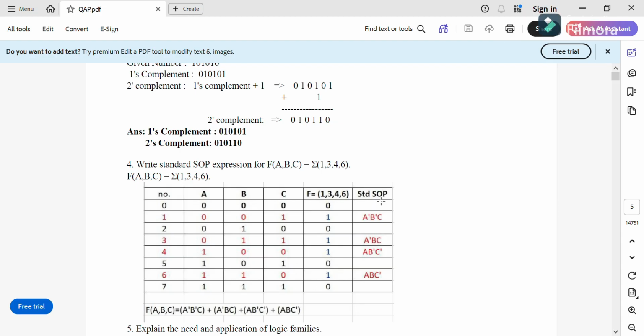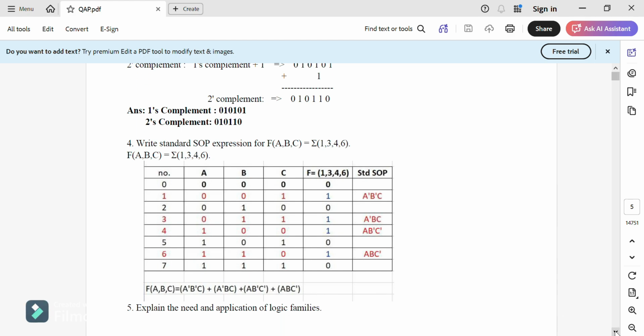And what about the standard form of this? Output is 1, that means I have to take A representing 0. A bar, B bar, and C is positive. So the output will be A bar, B bar, C. Next is 0, 1, 1, means what? A bar, B, C. Again 1, 0, 0. Wherever I have shown in red color, that output shows the standard form. So here A, B bar, and C bar. Last one is A, B, and C bar. Now collect all these ABC standard forms and write them with the proper F equation. Okay. So completing this will get you the 3 marks here.